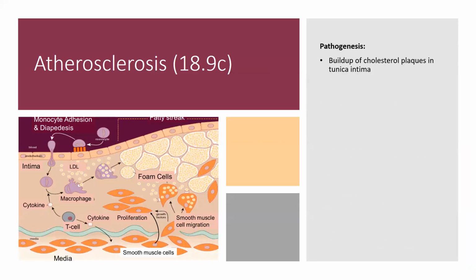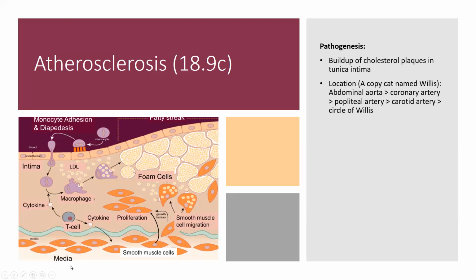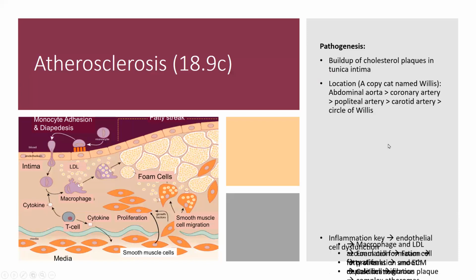So atherosclerosis, a buildup of cholesterol plaques in the tunica intima. We'll see the location, a copycat named Willis. The most common places for plaque formation to occur: your abdominal aorta is your A, coronary arteries is your C, popliteal artery is your P, carotid artery is your other C, and circle of Willis is your W, right? Copycat named Willis. The A, the C, the P, the C, and the W are the components of the mnemonic.